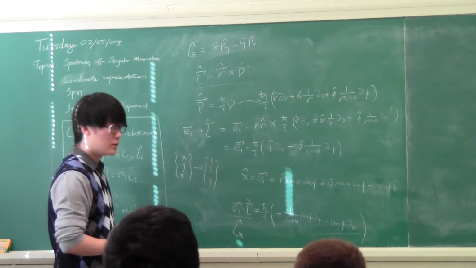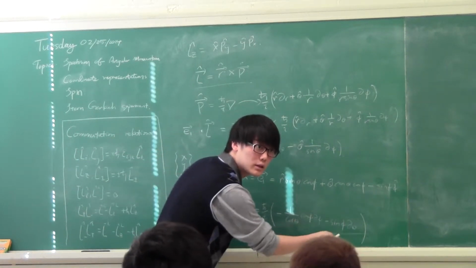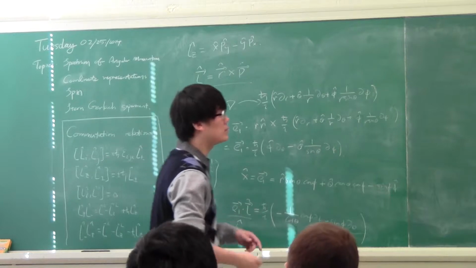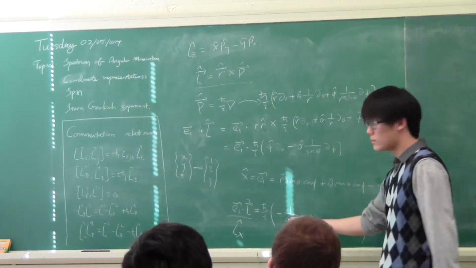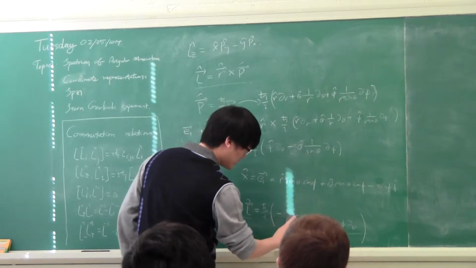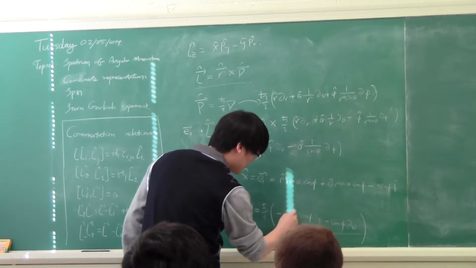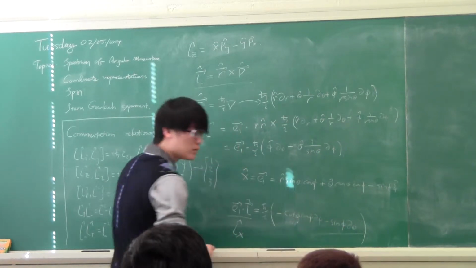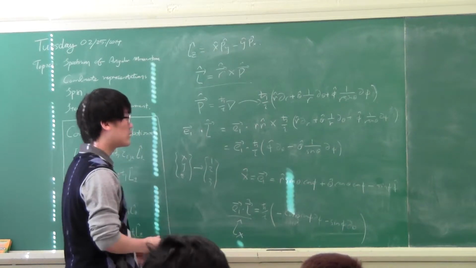The operator Lx represented in spherical coordinates. Let's not work with Lx because Lx is quite complicated. Oh, sorry, this is not 1 over cotangent theta. This is just cotangent. Okay. Let's work with Lz.